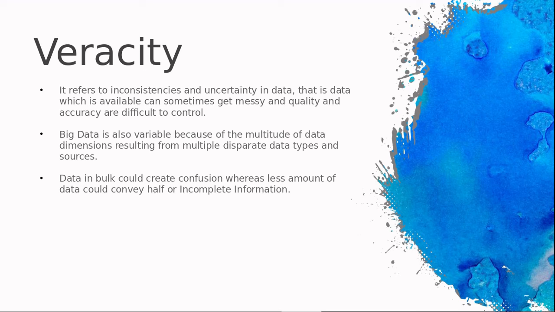Veracity. It refers to inconsistencies and uncertainty in data. That is, data which is available can sometimes get messy, and quality and accuracy are difficult to control. Big data is also variable because of the multitude of data dimensions resulting from multiple disparate data types and sources. Data in bulk could create confusion, whereas a small amount of data could convey half or incomplete information.